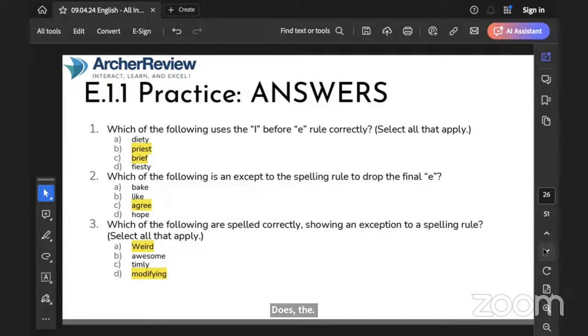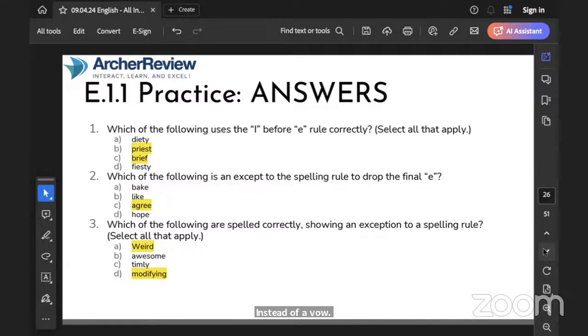But remember, with dropping the final E, if it's following that rule, there's two parts to it. If my suffix begins with a vowel, like ing, like what I was doing, then I would drop the E off. So hope becomes hoping, H-O-P-I-N-G. But if the suffix starts with a consonant instead of a vowel, then you would leave the E on it.